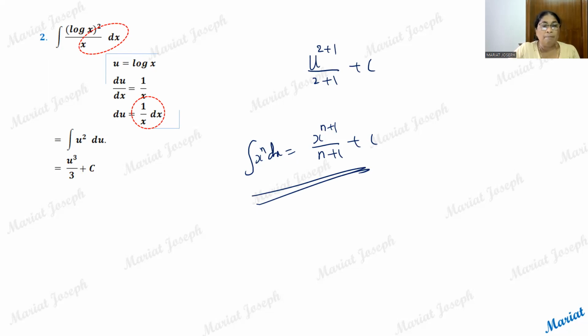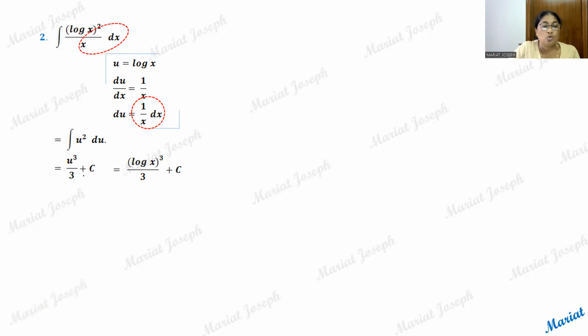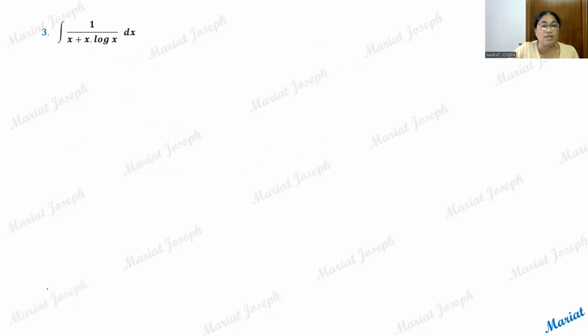Now, to complete the question, you have to replace the substitution. Log x you substitute. So instead of u cube, we put it back, that is log x whole cube, because log x was substituted. Question number 2 is over. Proceeding to question number 3.